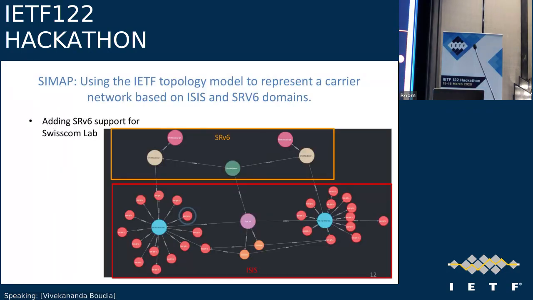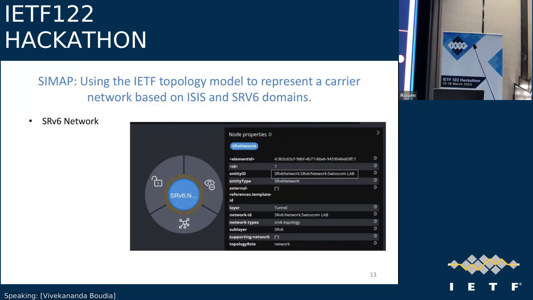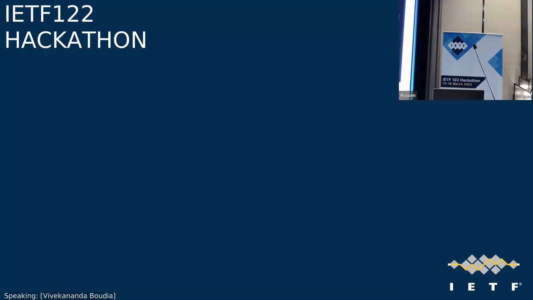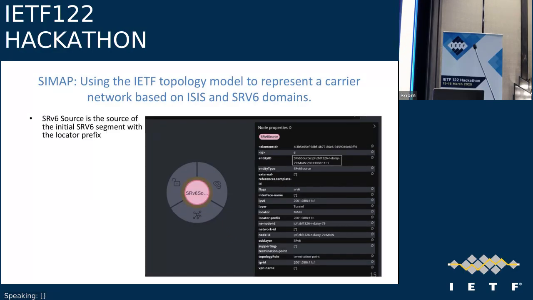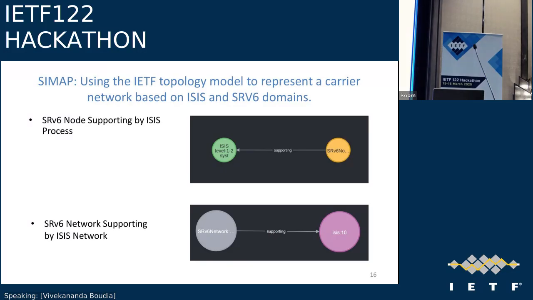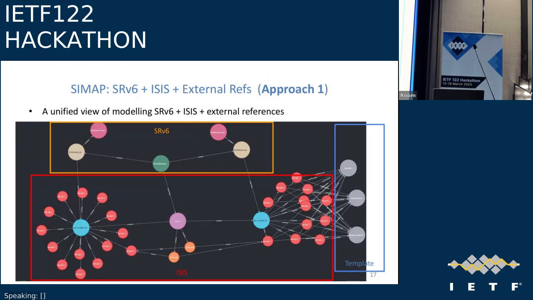Also, we started modeling SRv6. We add this on top of ISIS. We create some new entities in our database: SRv6 network, SRv6 node, and also SRv6 source. We use the supporting relation entities from the base model to show how ISIS supports SRv6. And this is a big view of what we did in our database for approach one. We have SRv6 on top of ISIS as a template linked to the termination point.